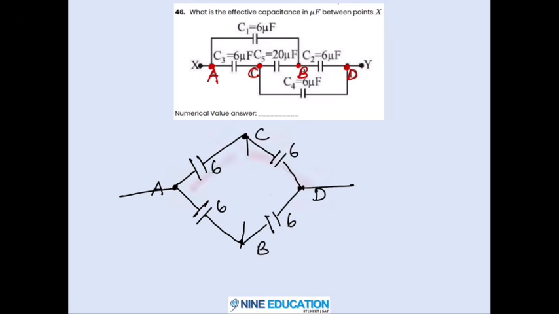6 and 6 are in series, so net capacitance is 3. Again 6 and 6 are in series, so net capacitance is 3. And 3 and 3 are in parallel, so net capacitance is 6. Therefore the capacitance between A and B is 6. 6 is the answer. Is it clear? Let us go to the next question.